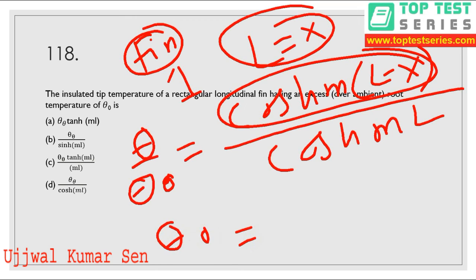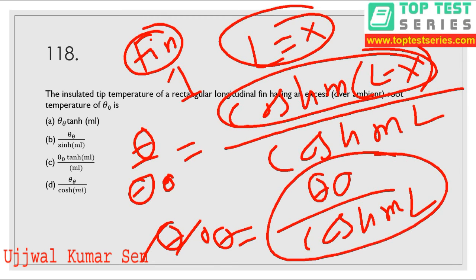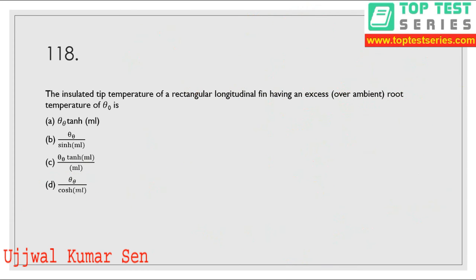We will do cross multiplication. We have to find out theta, right? So theta is equal to theta naught divided by cosh mL. Therefore, which option is correct? If you see, option D is the correct answer for this question.